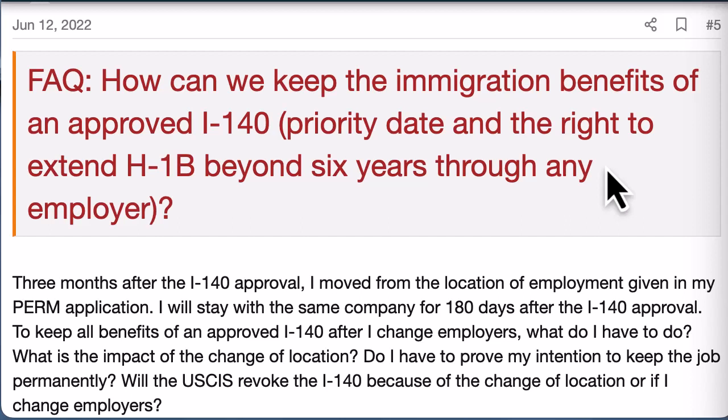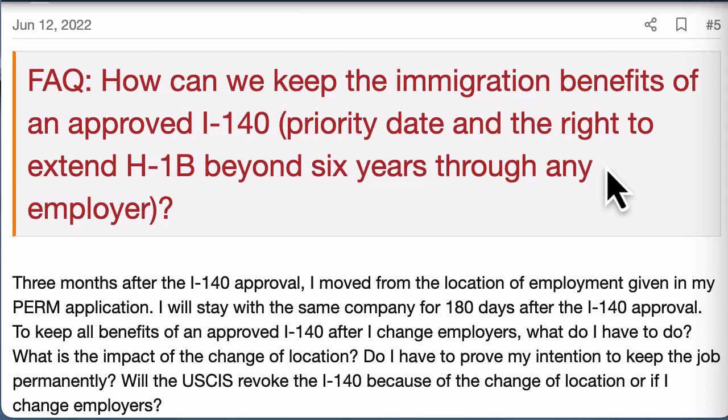Number 2. If the I-140 stays approved for 180 days without withdrawal or revocation, you also have the right to keep extending your H-1B beyond 6 years with any employer until your priority date becomes current, when you're supposed to have filed the I-485. And your wife also has the right to keep extending her H-4 EAD based upon your H-1B extensions. Okay, so the I-140 approval, upon approval, immediately gives you the priority date to keep forever and ever.